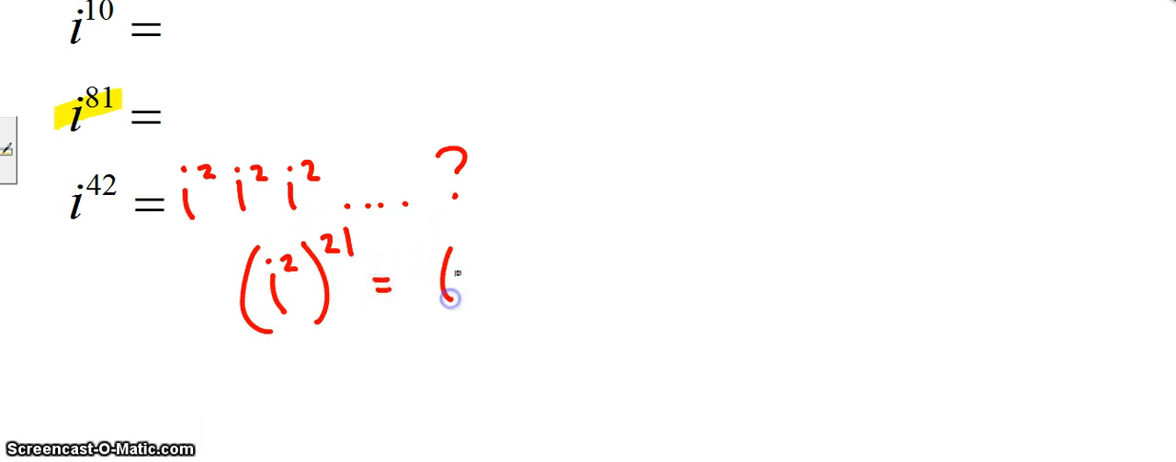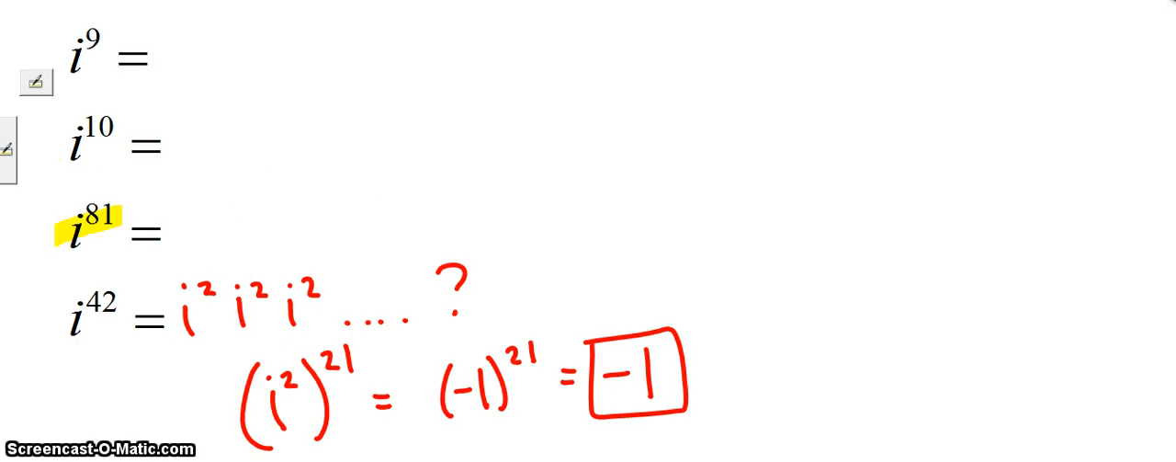Once again, i squared is just negative 1, and we're raising it to the 21st power. So if I take negative 1 and multiply it 21 times, or an odd amount of times, it's going to result in negative 1. If you multiply a negative an odd amount of times, you're still going to have a negative at the end. And so you could simplify it that way.